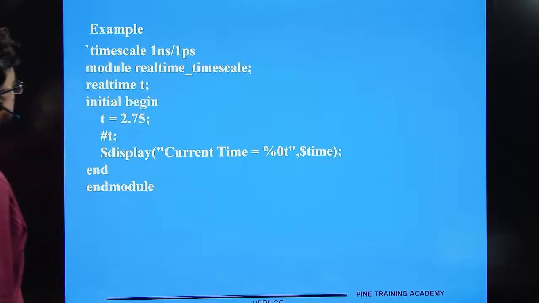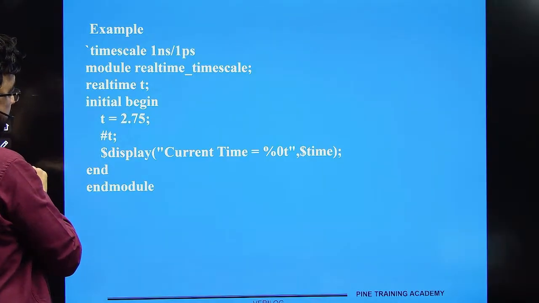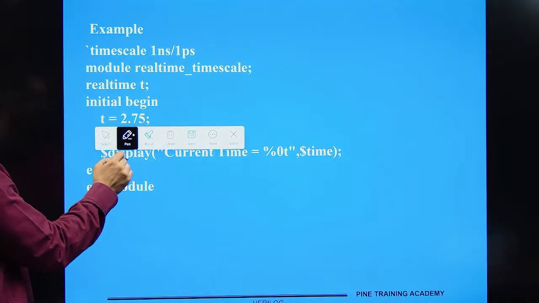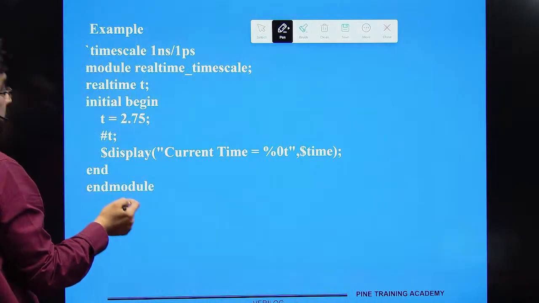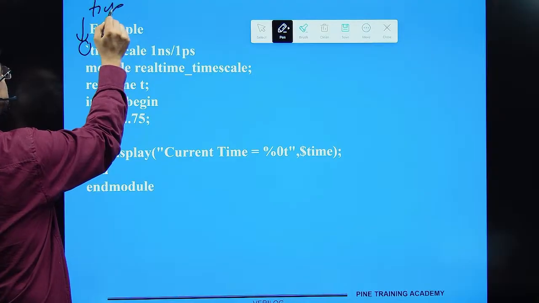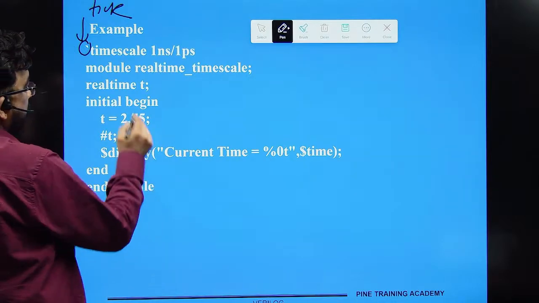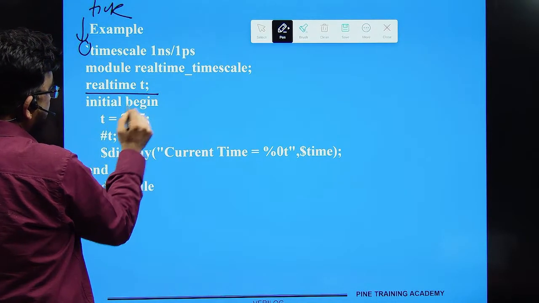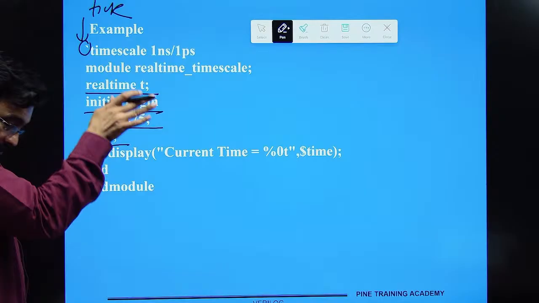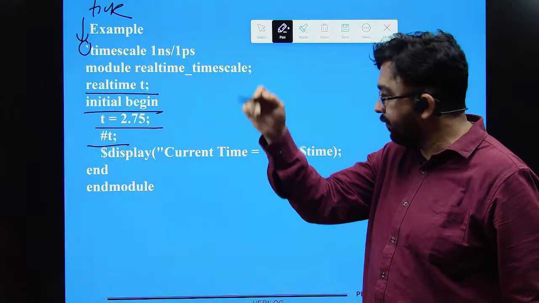Here is one more example. This is an example of time scale. So basically it will show your current time in a simulation waveform. One tick, this is called tick. Timescale 1 nanosecond / 1 picosecond. Okay, so the module real time scale, real time t, begin 2.75 #t. So basically it will display the real value in a waveform.